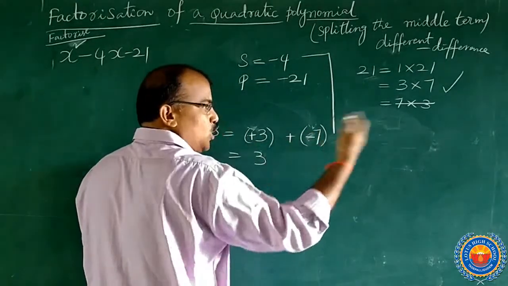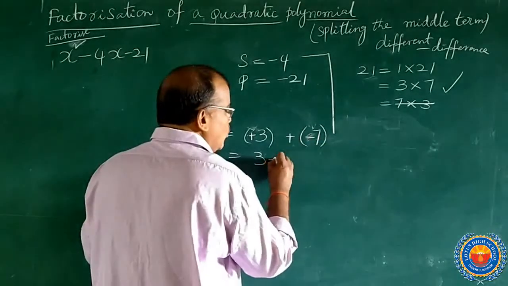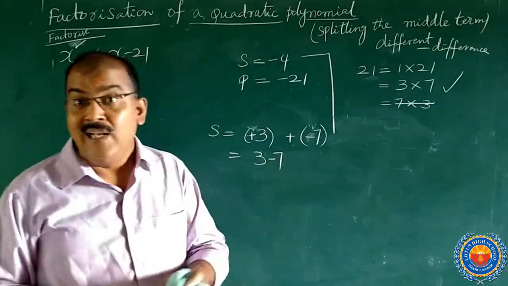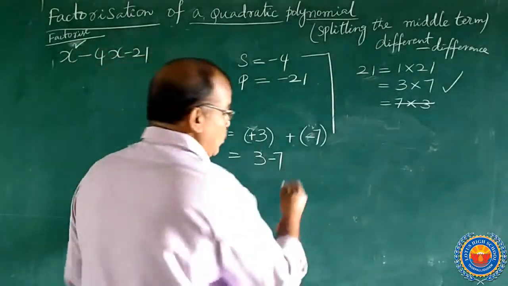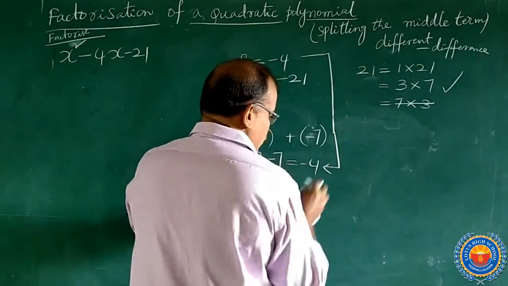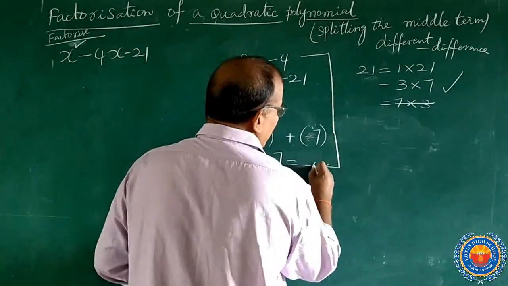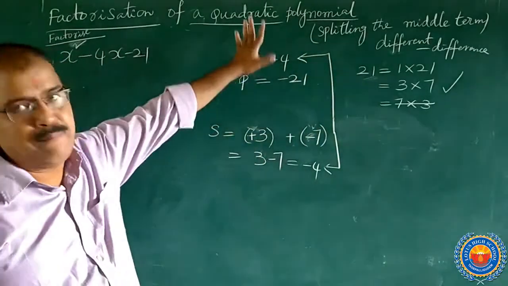Plus into minus is minus. You are habituated to that, but that is not correct here actually. So 3 minus 7, you know very well, 7 minus 3 is equal to 4, so automatically 3 minus 7 is equal to minus 4. Now these two are matching, minus 4. This is minus 4, this is minus 4. Okay, now the sum is okay.